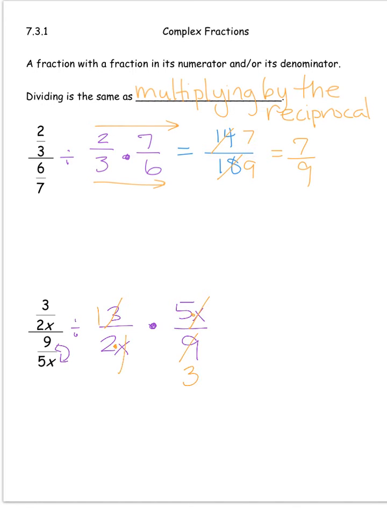Okay, so then let's multiply across. All we have left on the top is a 5. And all we have left on the bottom is 2 times 3, so 6. 5/6. Okay, let's continue with some more algebra examples.